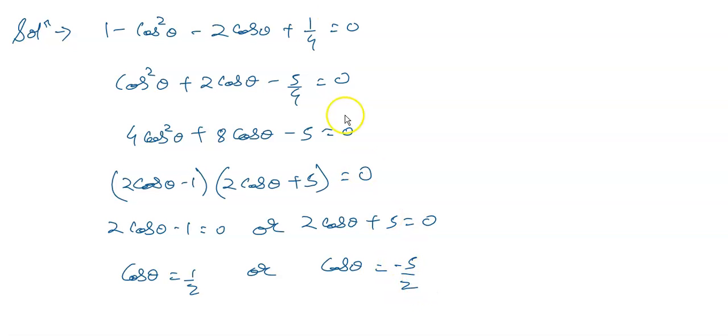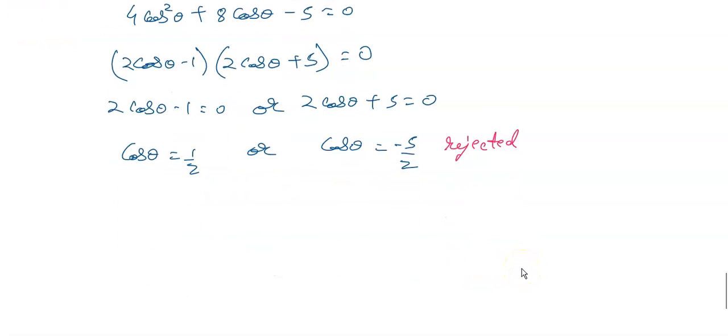Now this is going to be rejected because this is less than minus 1, and cos theta we know lies between minus 1 to 1. So what solution comes from here? Theta is equal to 2n pi plus minus pi by 3, because cos pi by 3 is 1 by 2. So this is our answer.